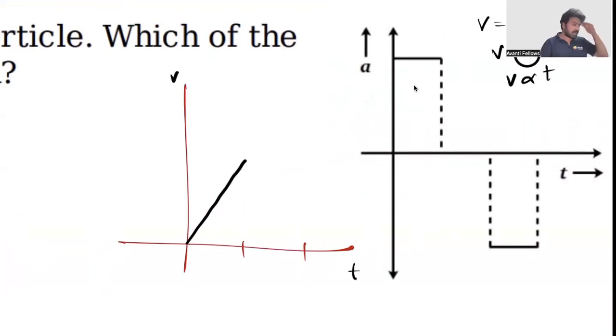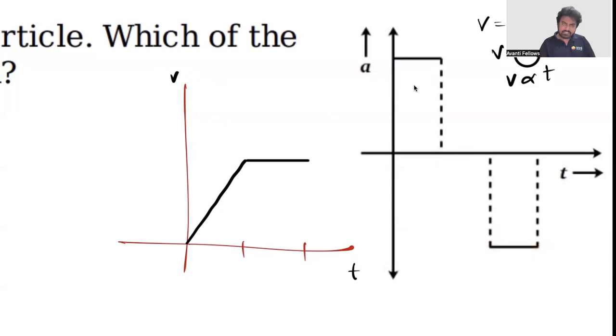Now what happened after some time? Acceleration became 0, which means I took my foot off the acceleration pedal. Now the car will move with constant velocity, assuming there is no friction. So it will go with constant velocity, meaning it will move somewhat like this. Correct. After that, I applied brakes.